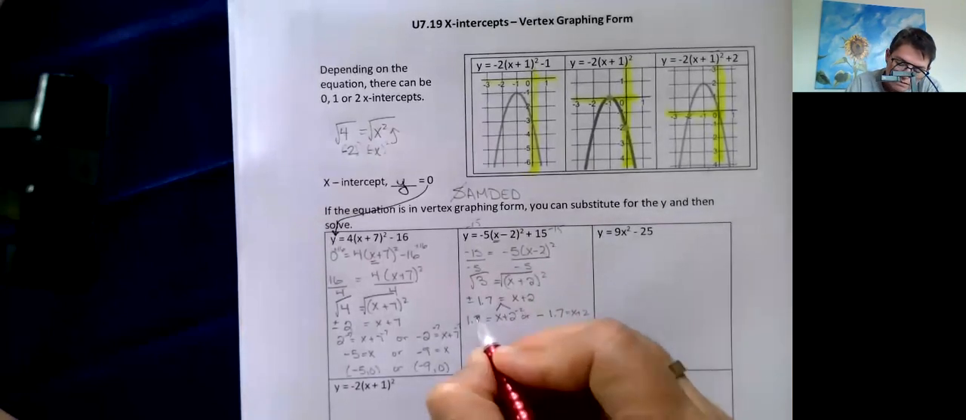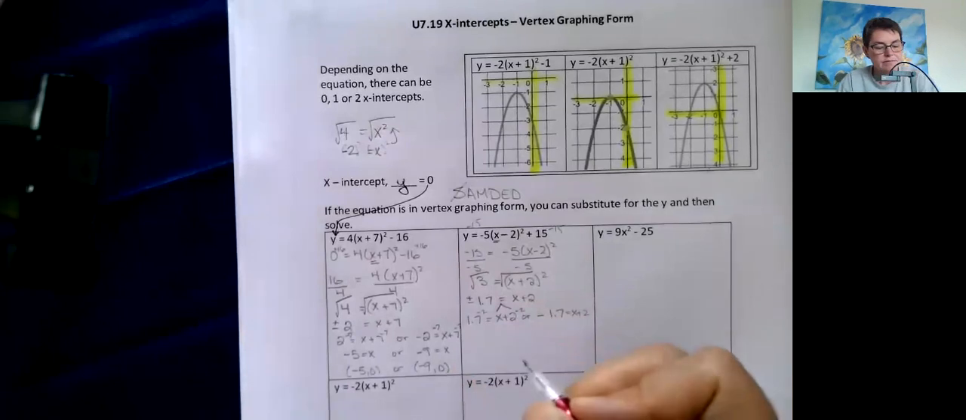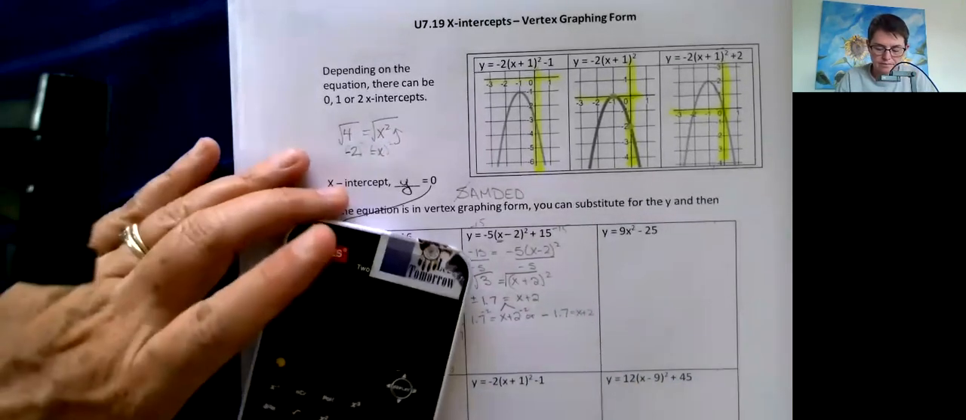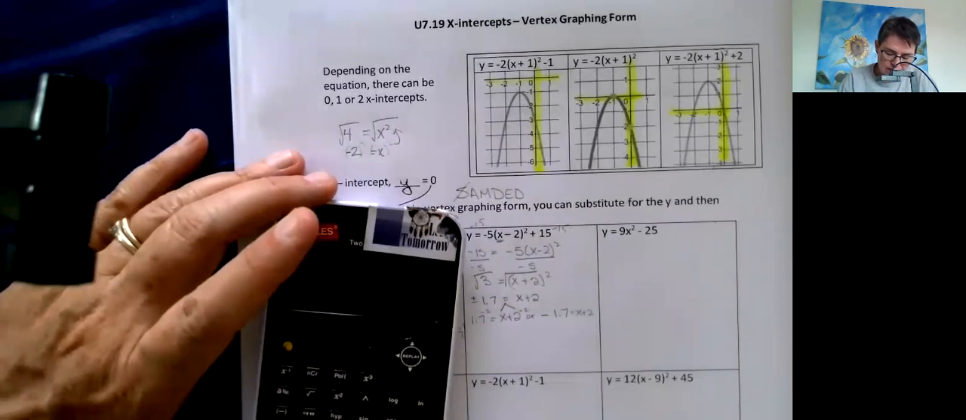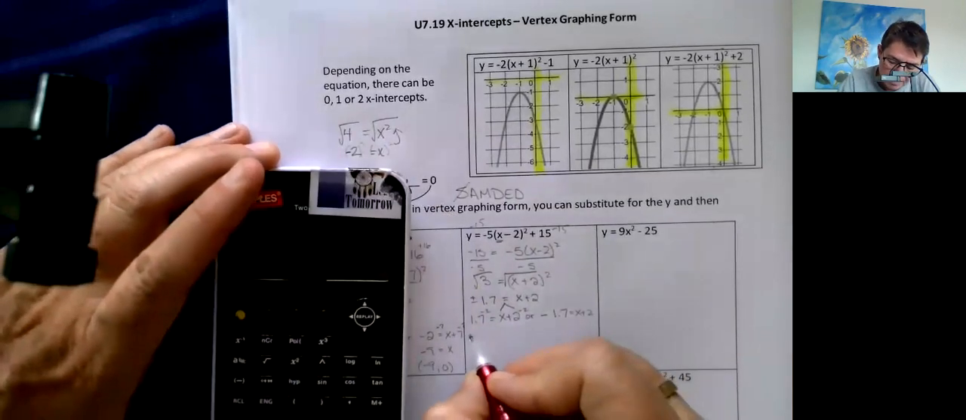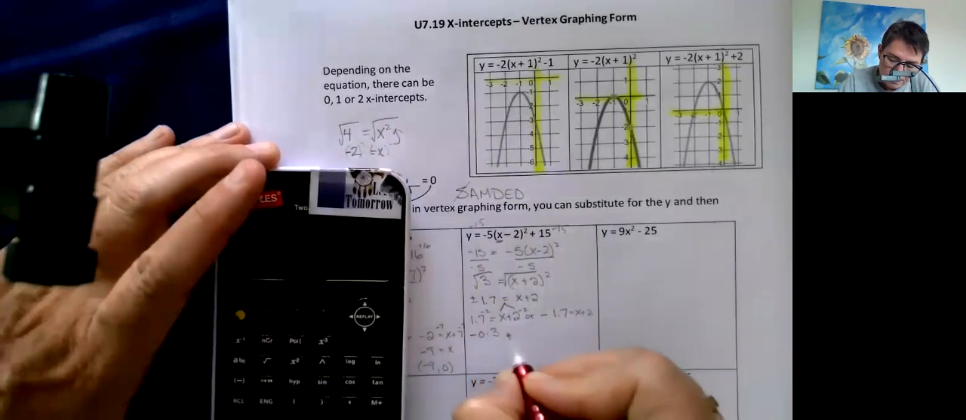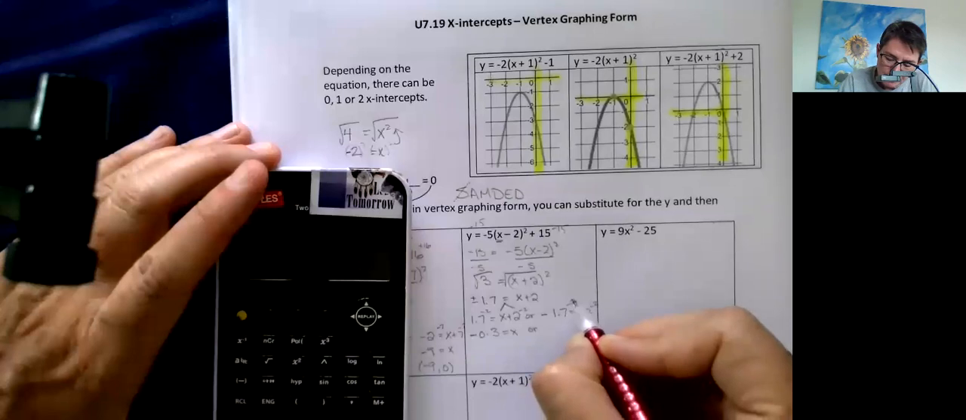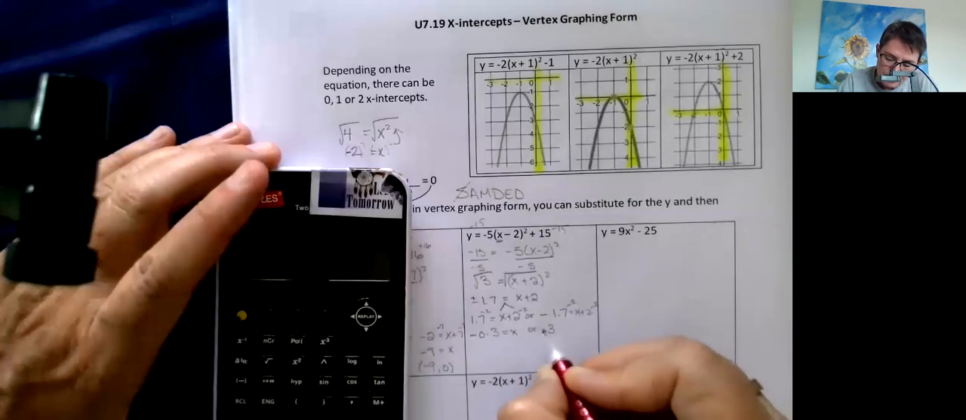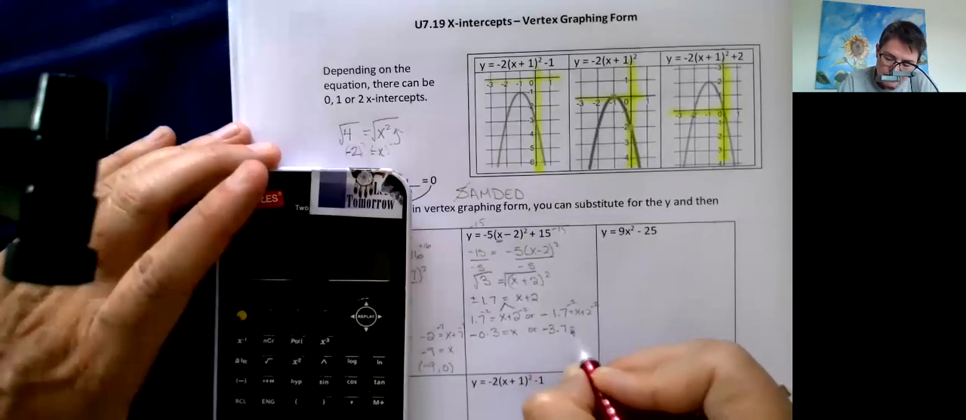So subtract 2, subtract 2. 1.7 minus 2, negative 0.3 is equal to x, or minus 1.7 minus 2, negative 3.7 is equal to x.